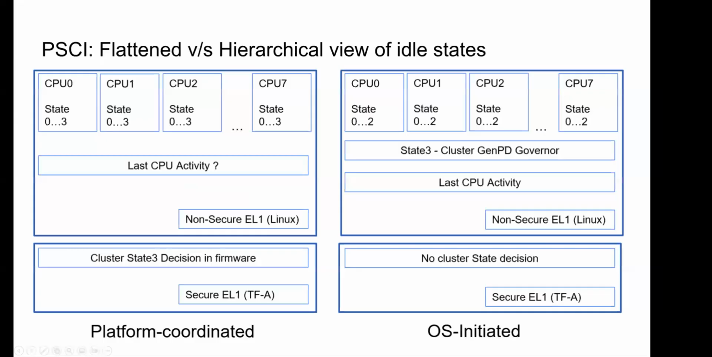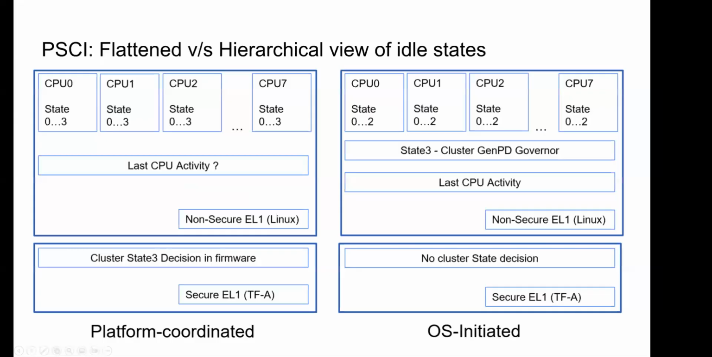So a question from a security standpoint, right? In platform coordinated mode, some of the stuff is done by EL3 or some other more secure entity, right? Now we've taken this state 3 and last CPU activity and moved it to the non-secure world. Is it possible that that affects secure world security in some way? For example, cluster shared caches and stuff, right?